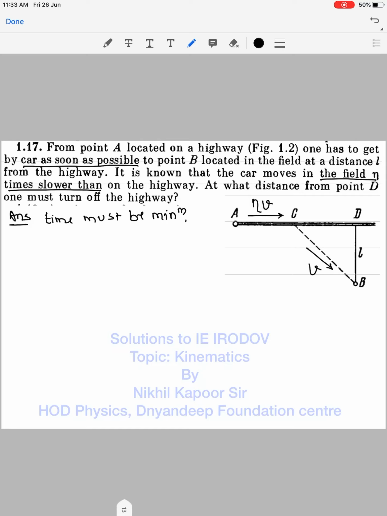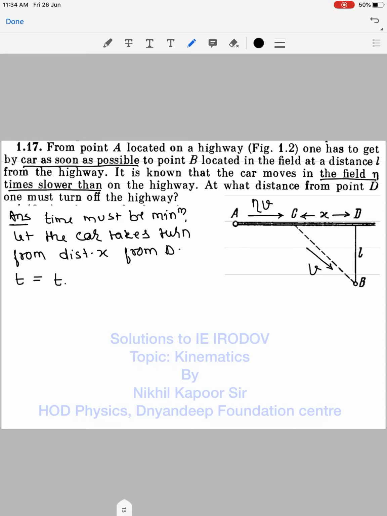At what distance from point D one must turn off the highway? So let us say this distance be x. Let the car turn from distance x from D. Okay. So now what would be the total time taken? So total time taken by the car will be the time taken by the car to reach AC, and then the time taken by the car to travel CB.